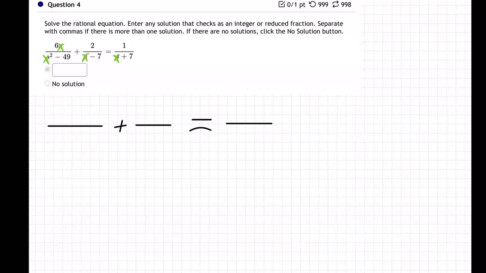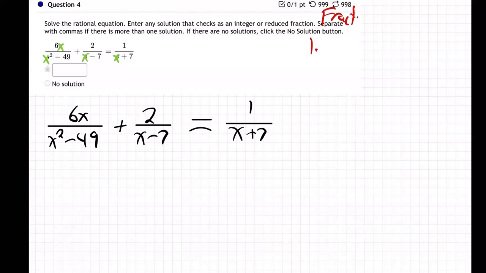Equals there. All right. So it's 6x over x squared minus 49, plus 2 over x minus 7, equals 1 over x plus 1. Oh, actually, you know what? The first step, I should have just done it right there. I'll mention it here. Step 1. So what we're talking about is fractions with an equal sign.